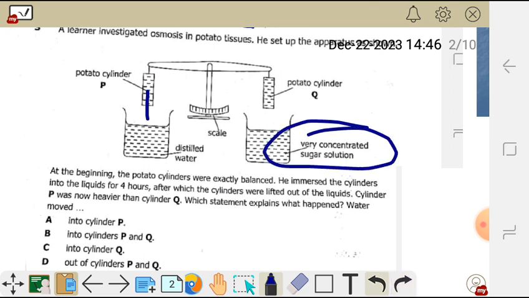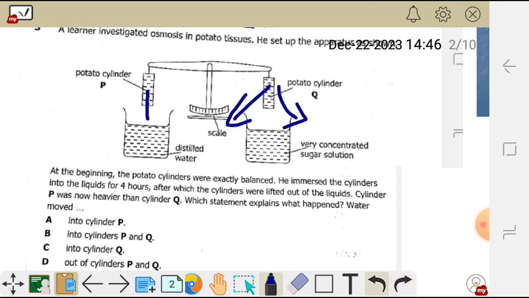Why? Because there was movement of water from the beaker into the potato cylinder. Then in concentrated sugar solution, the water was lost by that potato cylinder. Why? Because this was very concentrated, meaning there were low amounts of water in that solution. So water moved from the potato cylinder into the solution. So this one lost water. Okay, so here the correct answer is that water moved into cylinder P. That is the correct answer. Why? Because it got heavier.